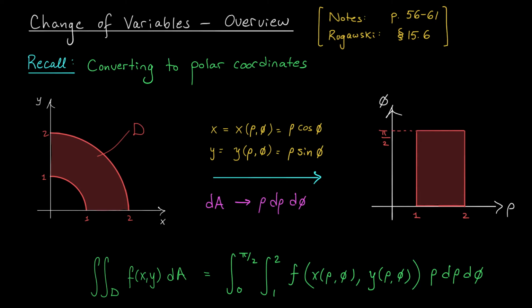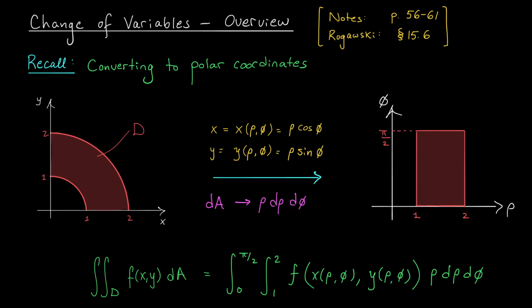The fix was to apply a change of variables. Rather than working with x's and y's, we can use a transformation, x equals rho cos phi and y equals rho sin phi, to convert to polar coordinates. When we do this, our region D becomes much, much simpler. We can see that in terms of rho and phi, the region consists of all points where rho is between 1 and 2, and phi is between 0 and pi over 2. It's a rectangle, right? Much, much friendlier.